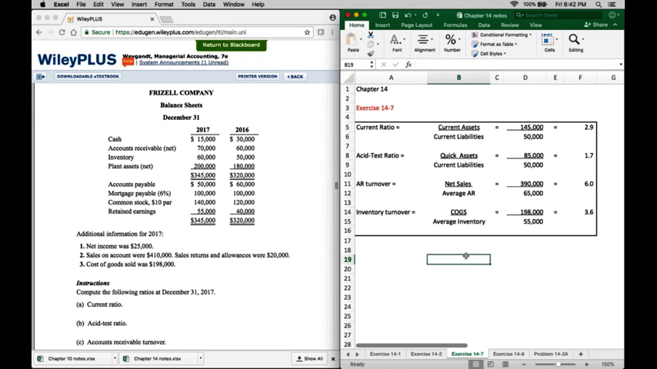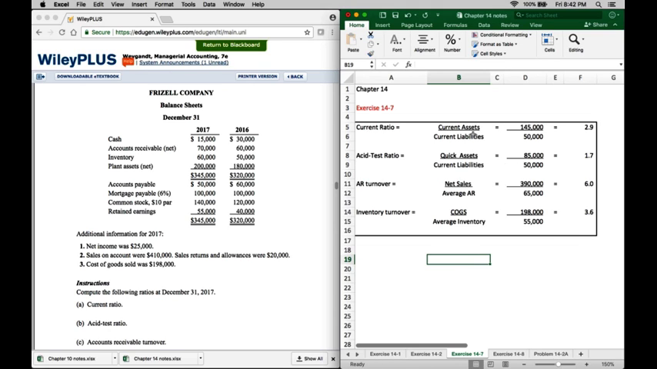Okay, now that we've gone through the motions of calculating these numbers, obviously if you know the formula, plugging in the numbers and coming up with the answer is easy. But the question is, what is the purpose of this? How do we use it in making decisions?